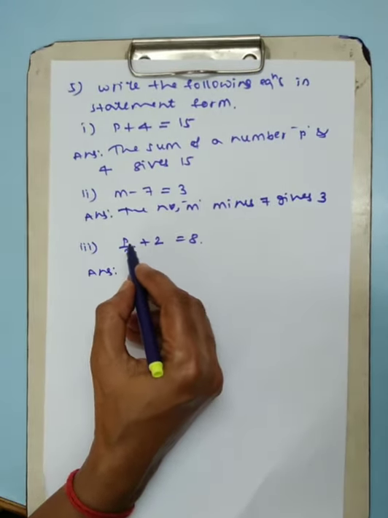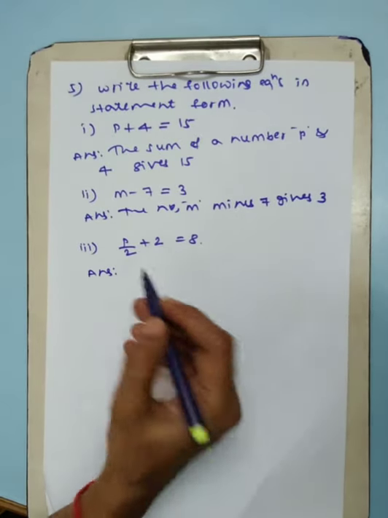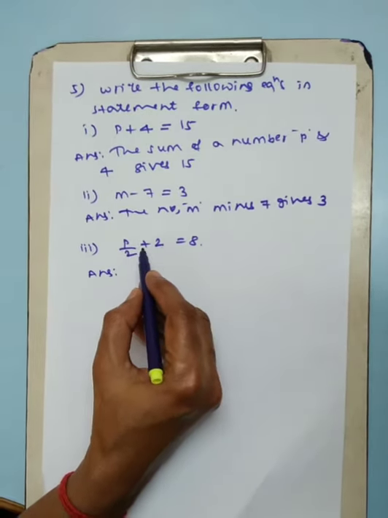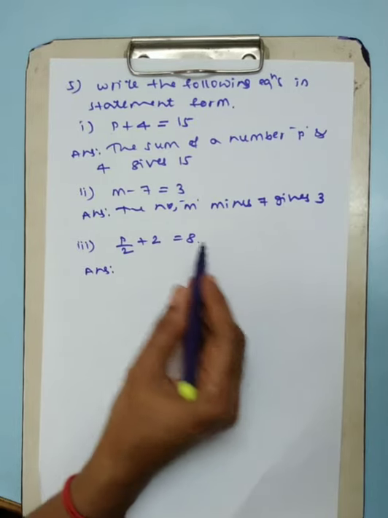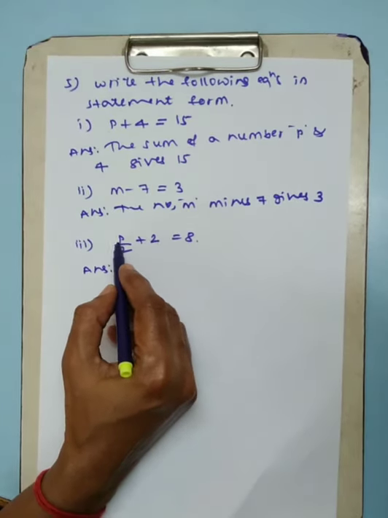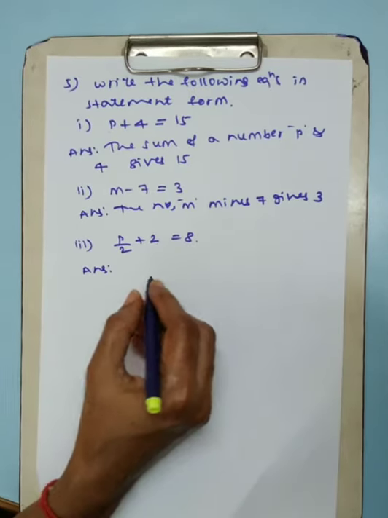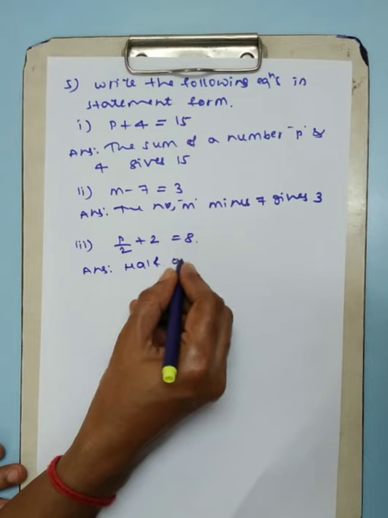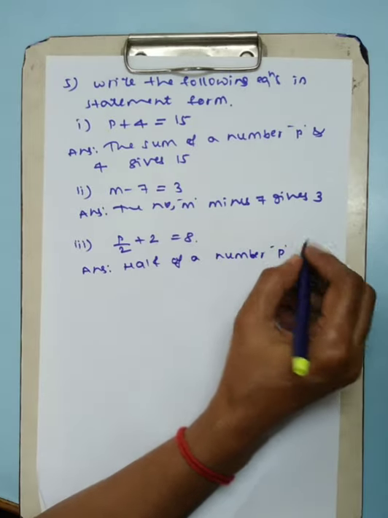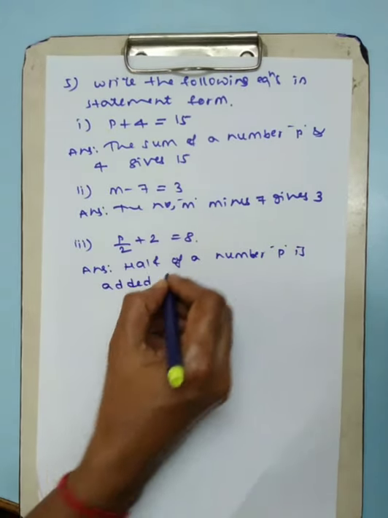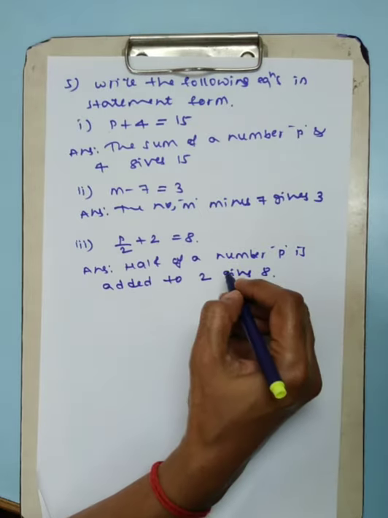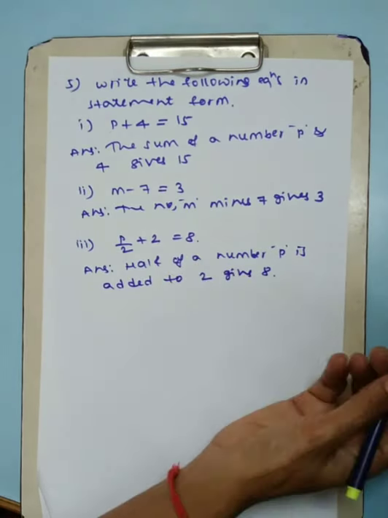Now let us discuss one more. That is P by 2 plus 2 is equal to 8. So how to write the statement for this equation? That is, half of a number P plus 2 is equal to 8. Or we can say that the sum of 2 and half of a number P is equal to 8. Like that also you can write. Half of a number P is added to 2 gives 8. You can write like this also. So this is the statement for this given equation.